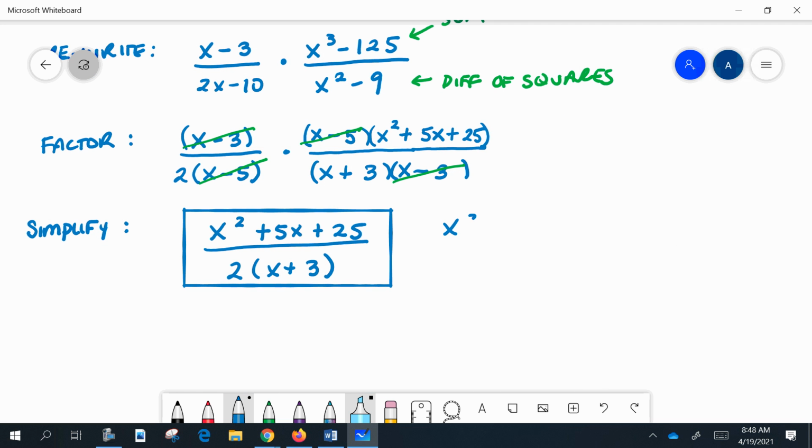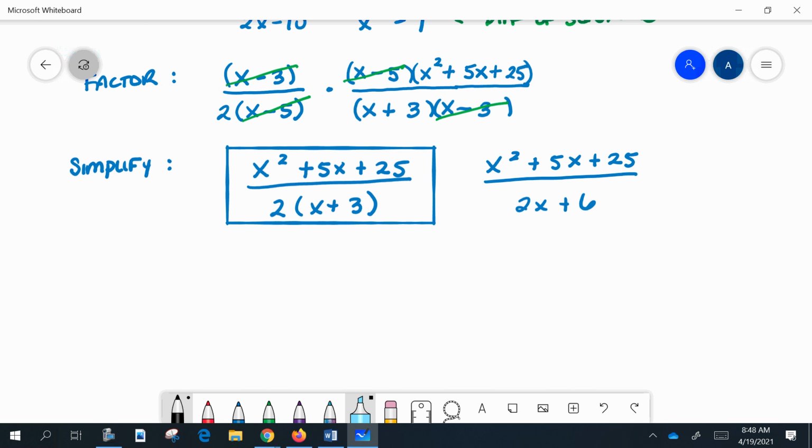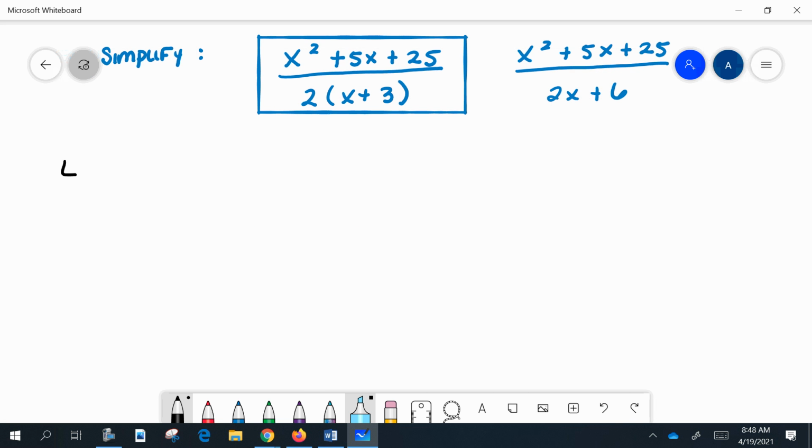And you know what? It's okay, too, if you want to take the 2 in the denominator and distribute it and write it as 2x plus 6. This is okay as an answer, too, okay? So that's kind of the way that this is going to work. Let's try another example here.